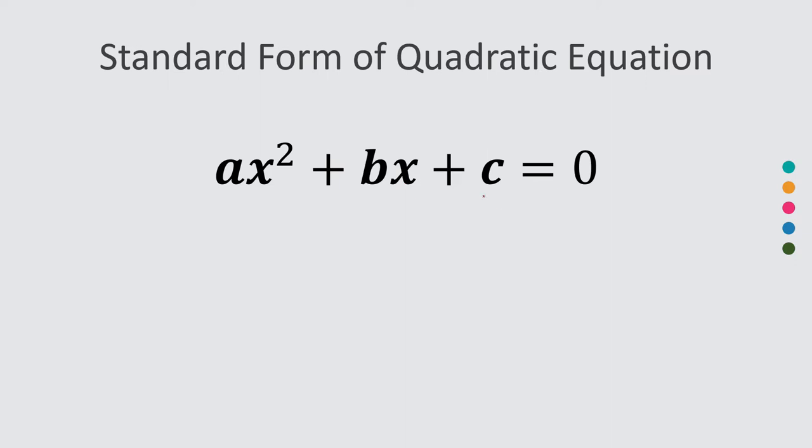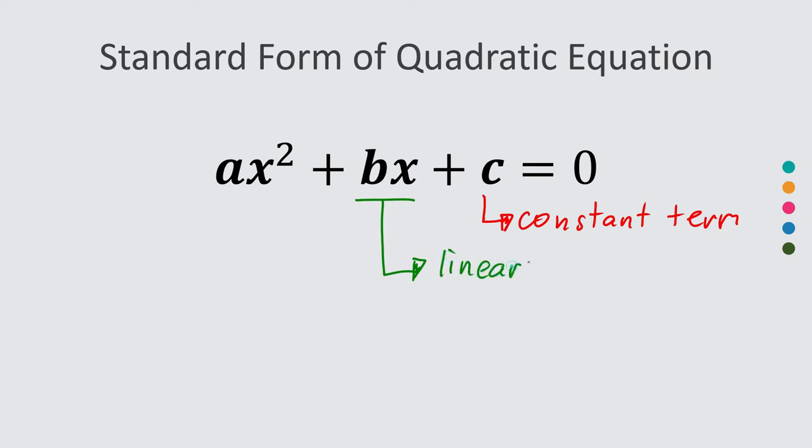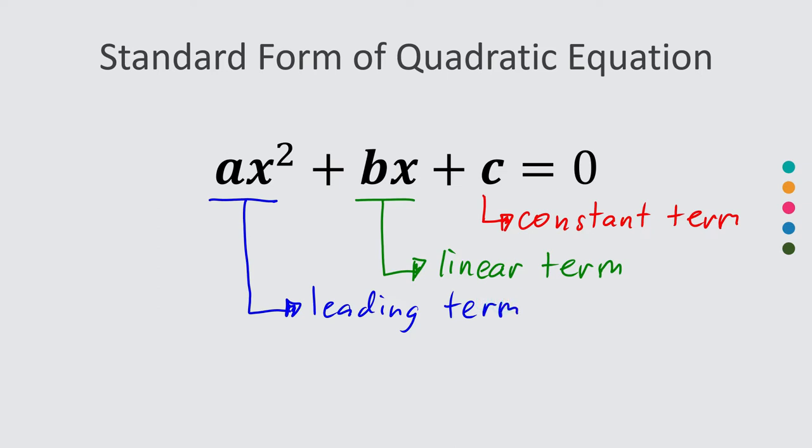Ang c, ang tawag dito sa ating c ay the constant term or simply the constant. Ang bx naman natin, since na ang katabing variable ng b natin ay x, so this is the linear term, and of course the ax squared will be the leading term since na quadratic equation naman ang pinag-aaralan natin.